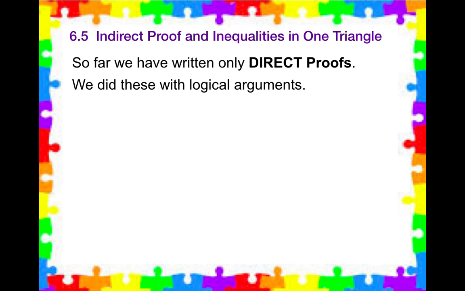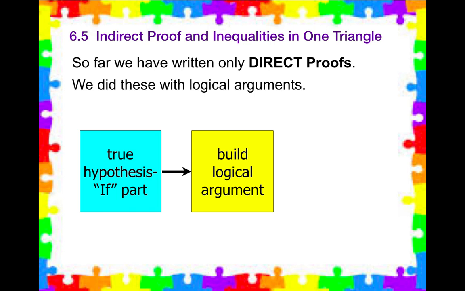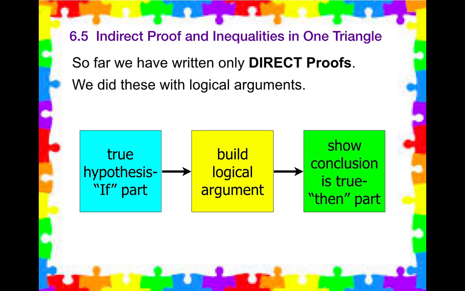So far, we've been doing proofs in the direct method. A direct proof works this way. We start out with some kind of hypothesis, the if part, and we say that that's true. And then we build some kind of logical argument until finally we come up with a conclusion, and that's the then part. So that's how we would do a direct proof. It seems pretty reasonable. But there's another way that you can do proofs.